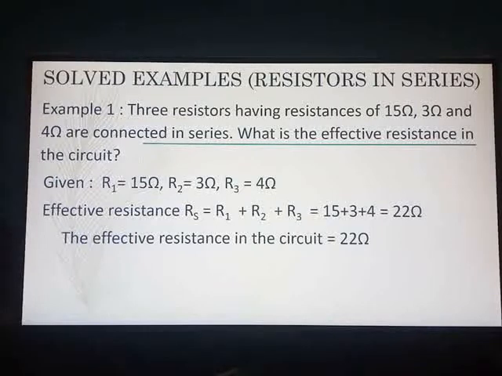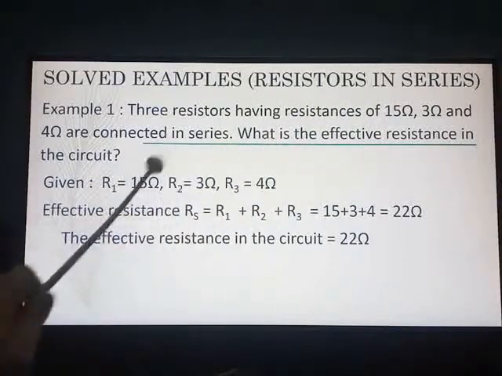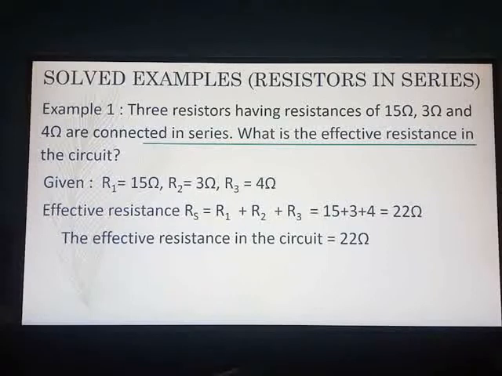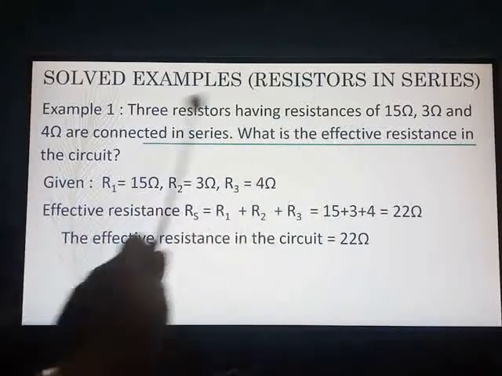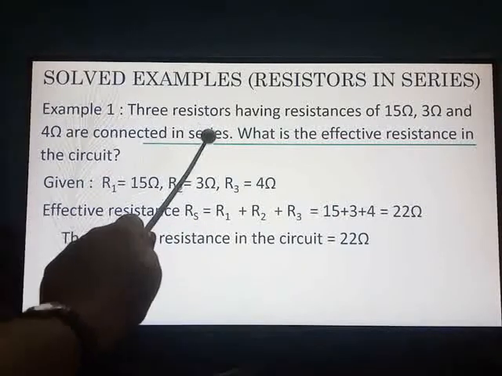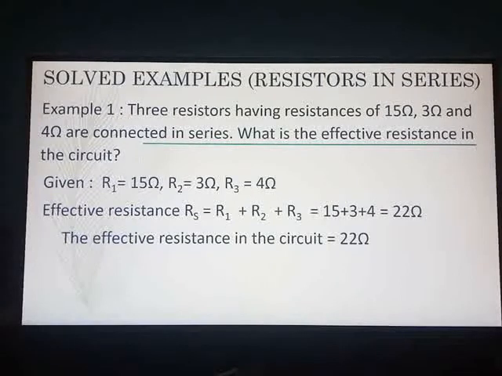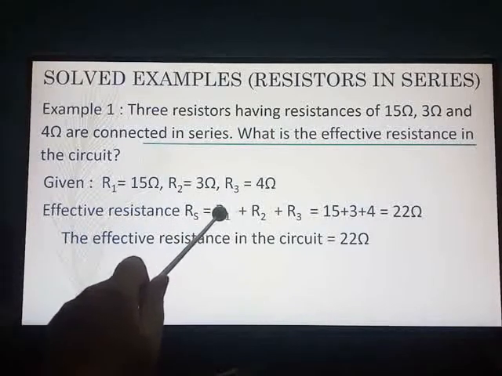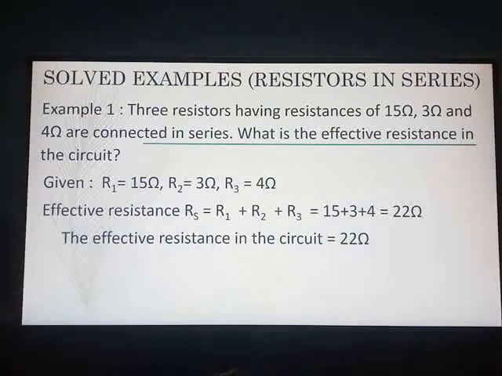Before that, we are going to write what is given. Given is R1 is 15 ohm, R2 is 3 ohms and R3 is 4 ohms. What is the effective resistance in the circuit? Effective resistance, you are going to use the formula. They are connected in series. If they tell you they are connected in parallel, then you will use the effective resistance of parallel, that formula 1 upon Rp. Now here it is in series. So Rs is equal to R1 plus R2 plus R3.